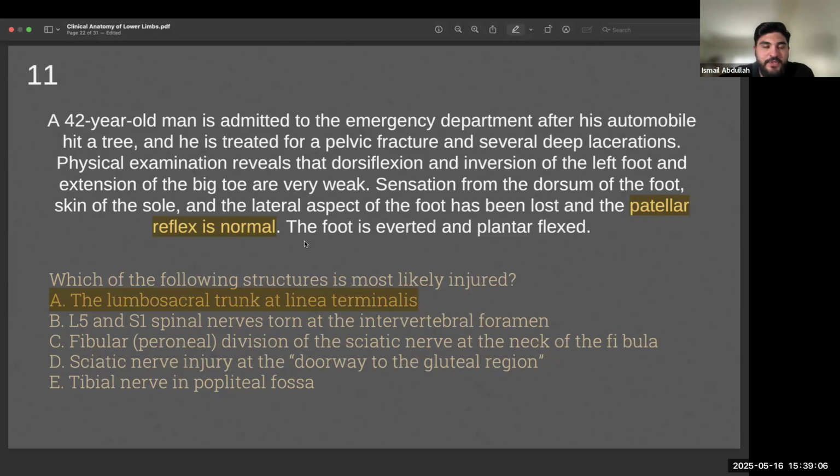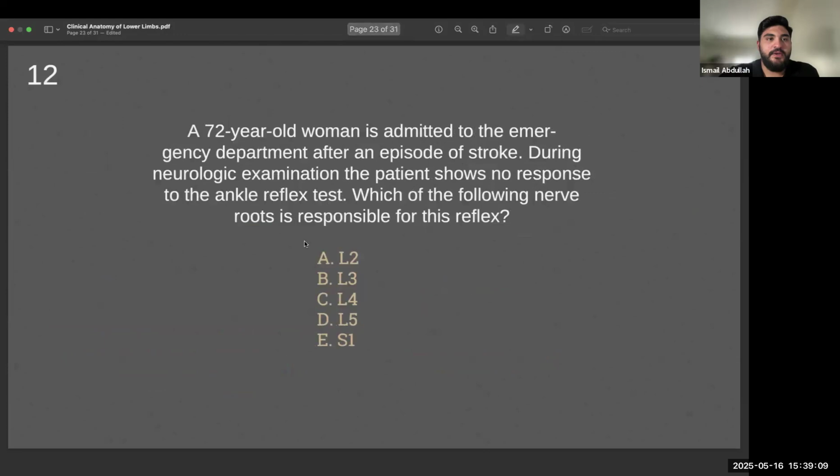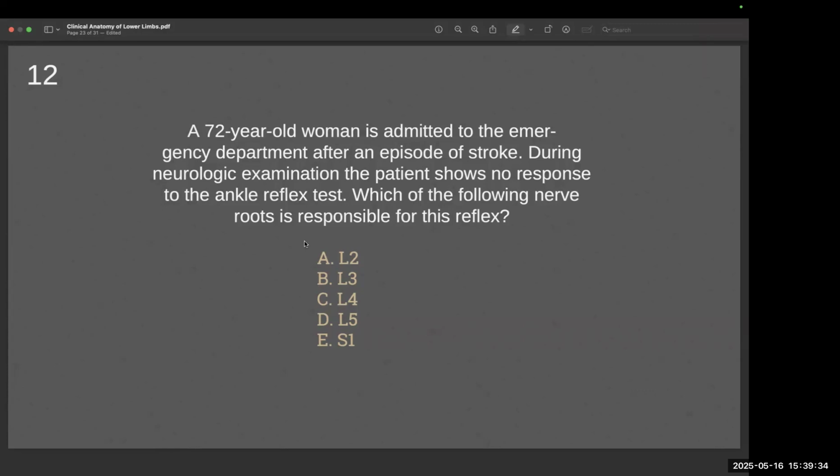Okay, let's move on. So moving on to our 12th clinical scenario. We have a 72-year-old woman admitted to the emergency department after an episode of stroke. During the neurological examination, the patient shows no response to the ankle reflex test. Which of the following nerve roots is responsible for this reflex? What do you think? Just recall tibial nerve is S1, S2, so S1. Yes, so S1 and 2 is correct. So it's going to be E. Nice.